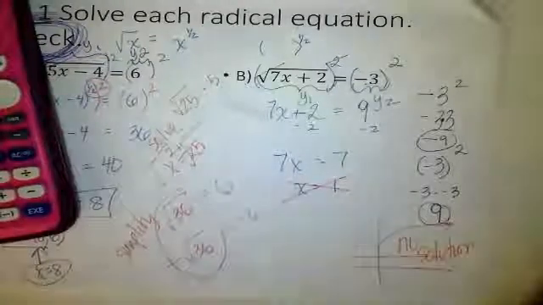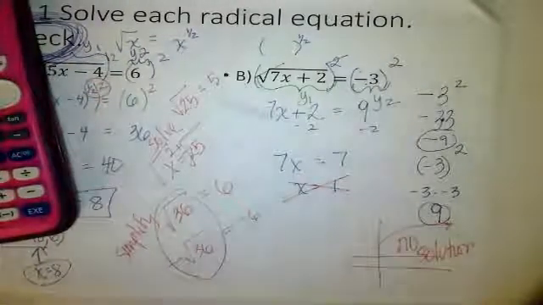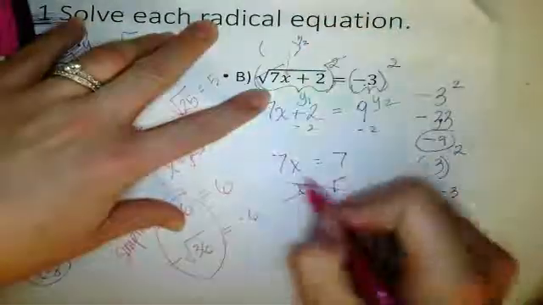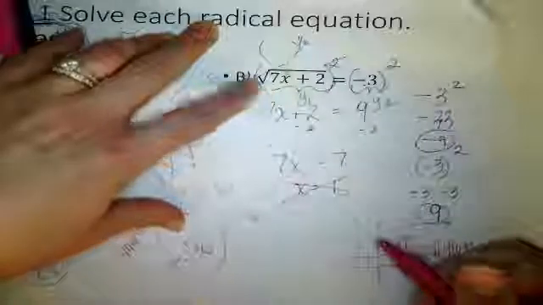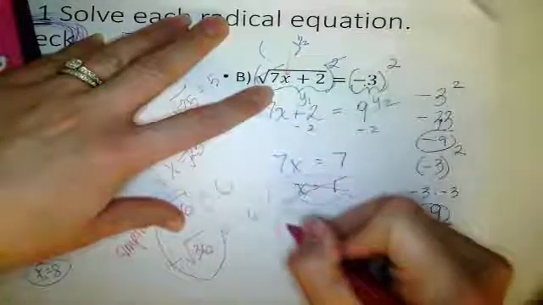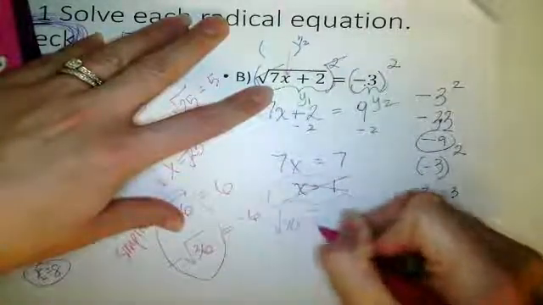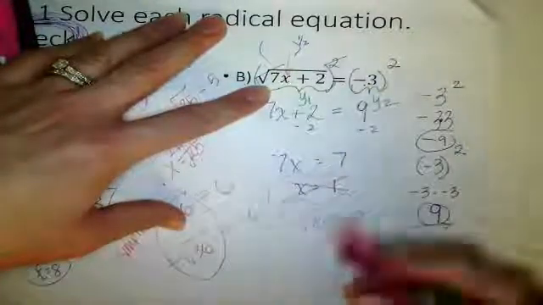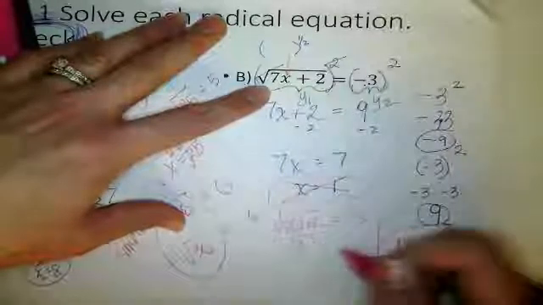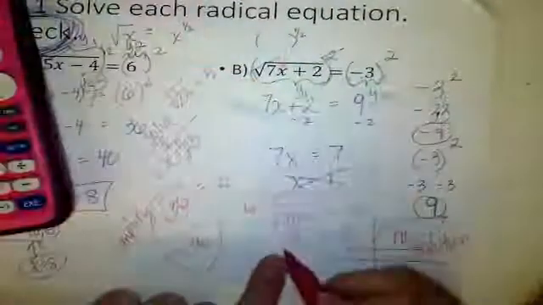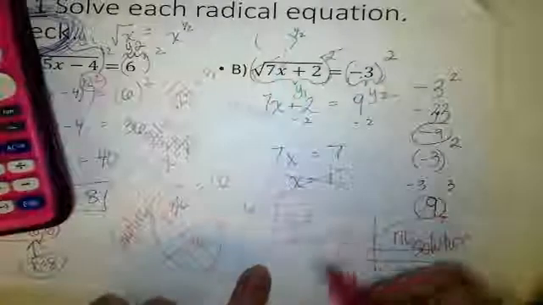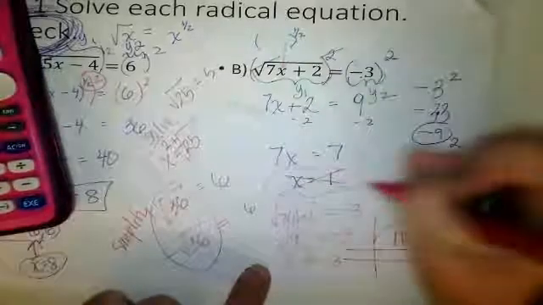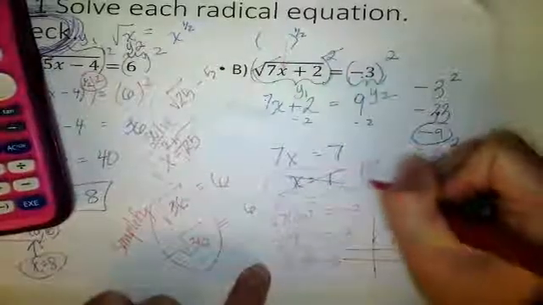So if you don't have a graphing calculator, can you figure out if your answer works? Yeah, sure you can. Plug it in. So plugging it in, 7 times 1 plus 2 is supposed to equal negative 3. 7 times 1 is 7, plus 2 is 9. So radical 9. Does radical 9 equal negative 3? No, the square root of 9 is 3. 3 does not equal negative 3. This is no solution.